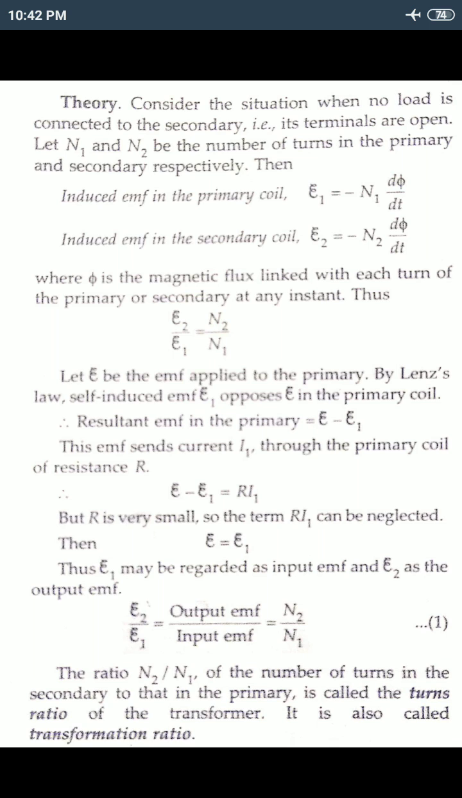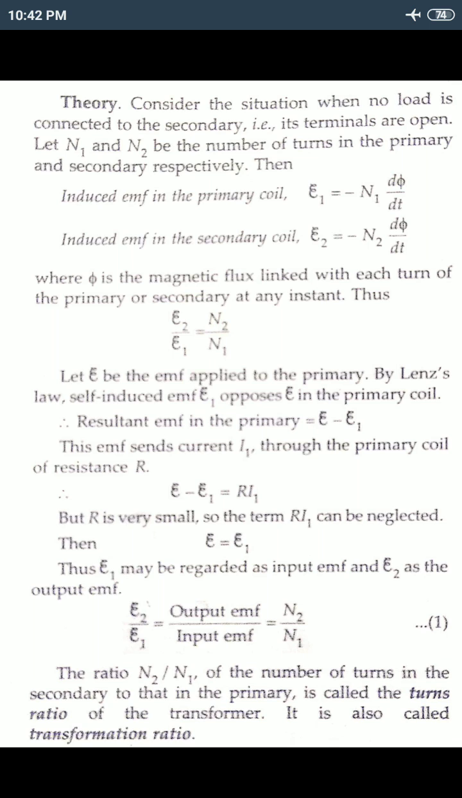Thus this E1 may be considered as the input EMF and E2 as the output EMF. So we can write E2 by E1 equals N2 by N1. This ratio N2 by N1, the number of turns in the secondary to the primary, is called the turns ratio of the transformer. It is also called the transformation ratio.